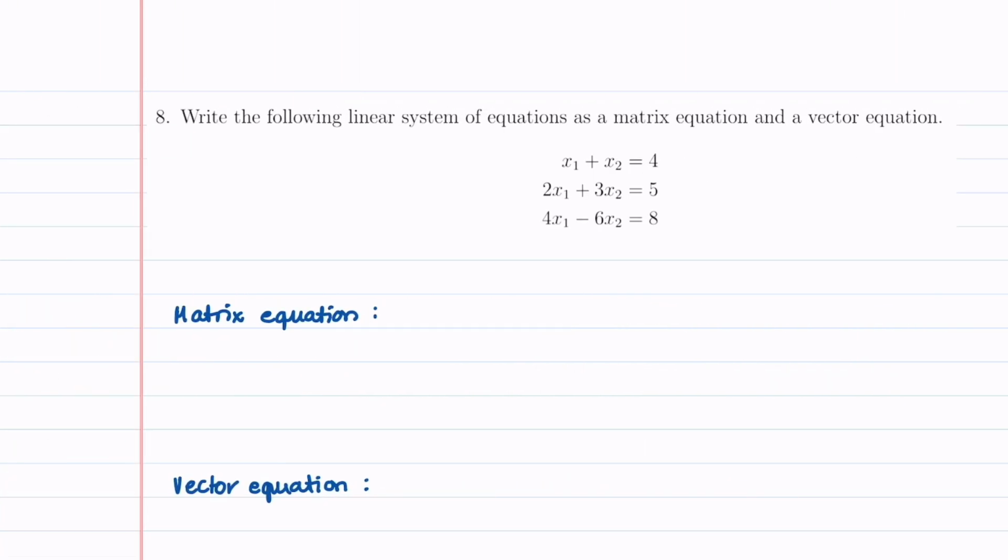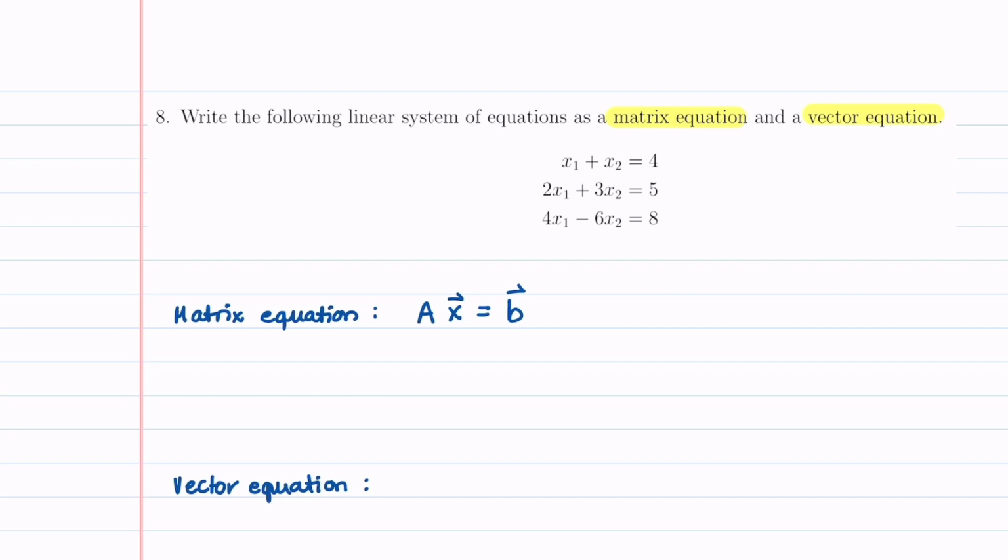In this question, we're asked to write the following linear system of equations as a matrix equation. Let's go ahead and highlight that. And then as a vector equation. A matrix equation looks like this. We have a matrix A times a vector X is equal to a right-hand side, which we typically call B.